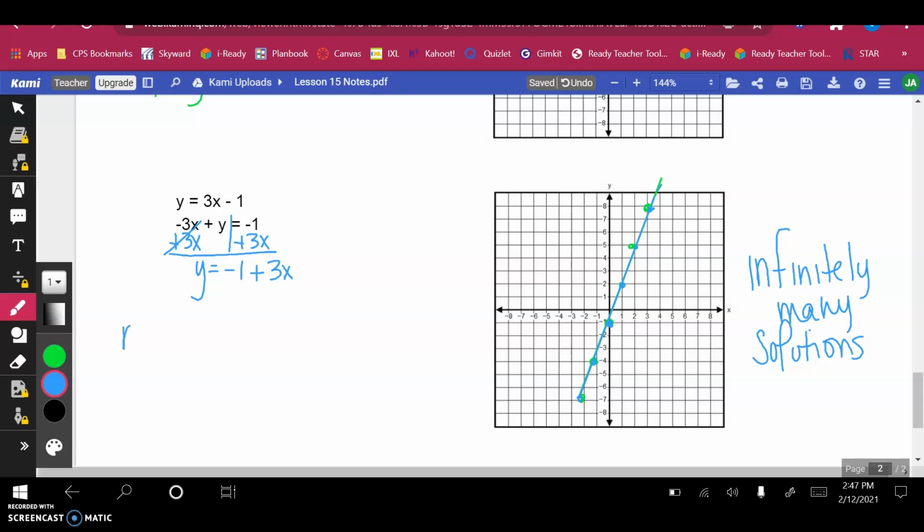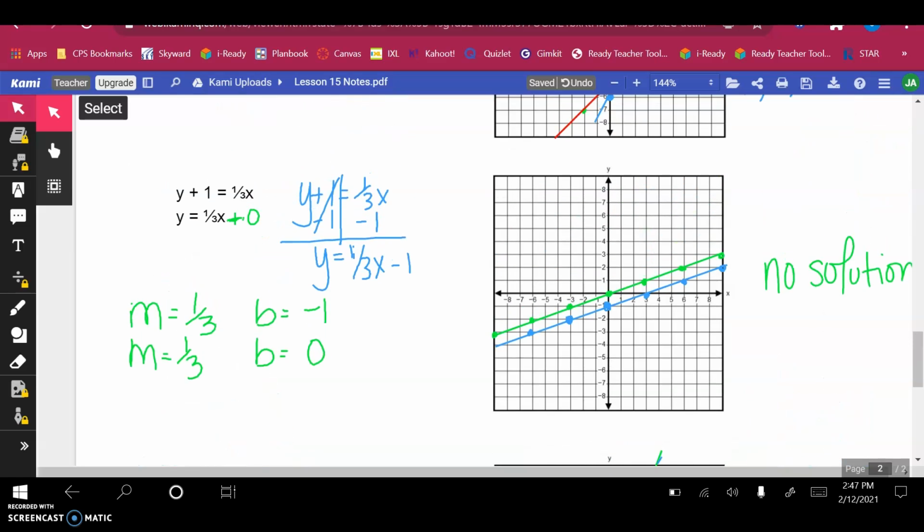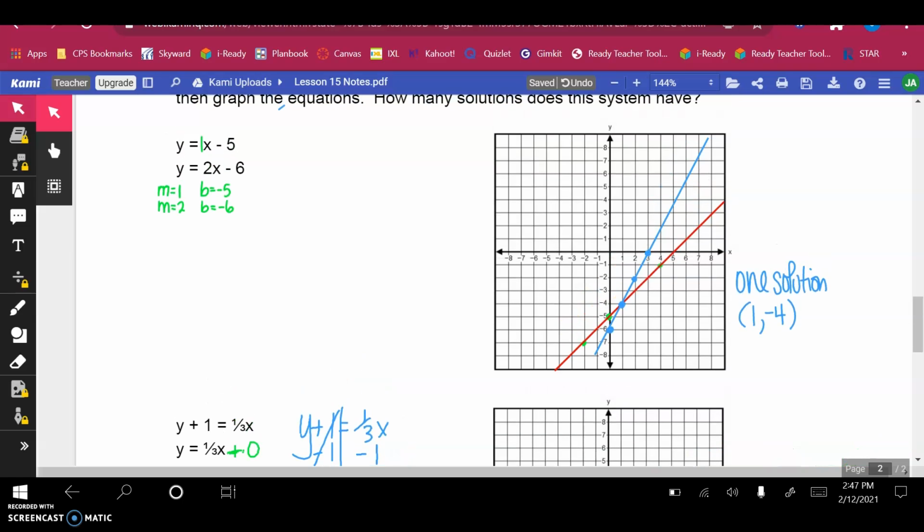And let's take a look at our slopes. The m value of the top equation was 3. The m value of the bottom equation was 3. The b, the y-intercept value of the top, was -1. And the b of the bottom equation was also -1. So everything was the same. So if everything's the same, it's infinitely many. If just the slope is the same, it's no solution. And then if everything's different, it's going to be one solution.